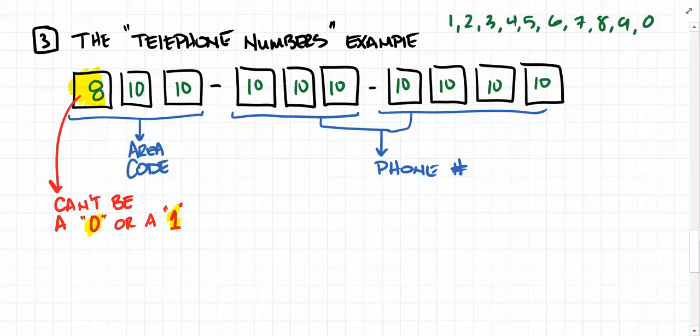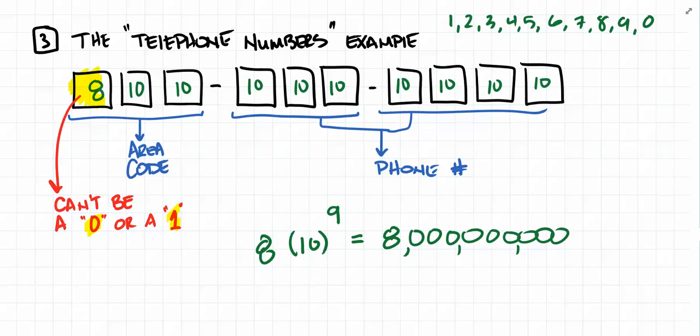So the fundamental counting principle says the total number of phone numbers that can be created is simply the product of all these. So this is just 8 times 10 raised to the 1, 2, 3, 4, 5, 6, 7, 8, 9, so all the way to the 9th power. Plugging that into a calculator, that's 8 billion different numbers that can be created. That's a whole lot of numbers.